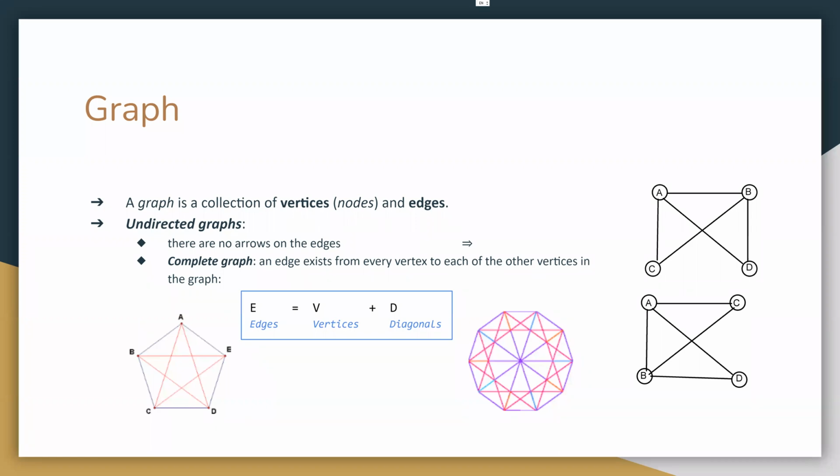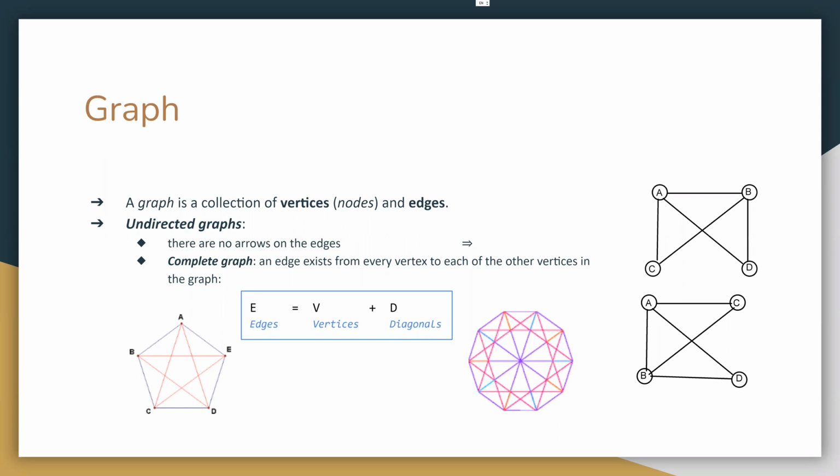Basically, when we talk about direction, it's going from one node to another. So this connection between A and B means A can reach B and B can reach A on the same connection. And this is a formula that says the number of edges in this graph equals the number of vertices and diagonals. That makes a complete graph when that happens.